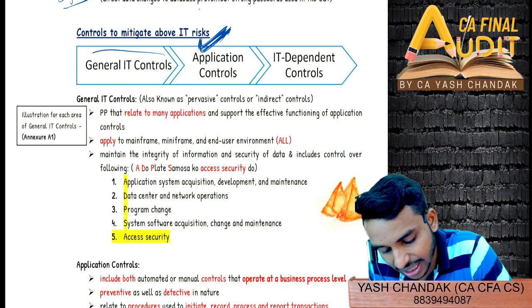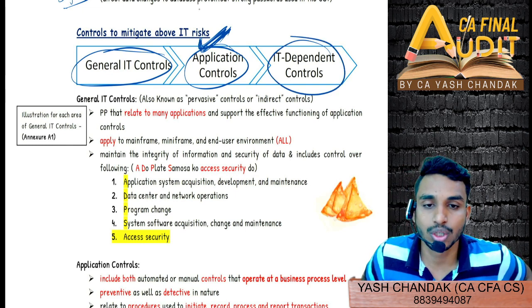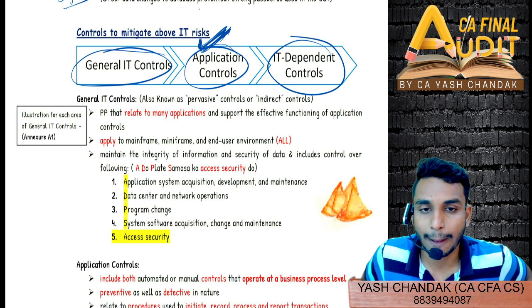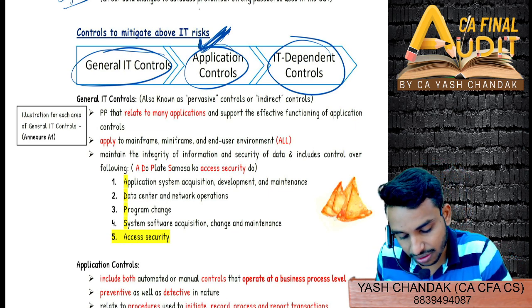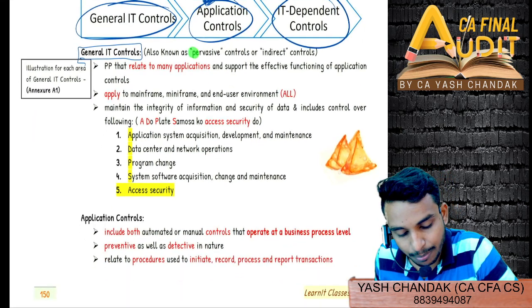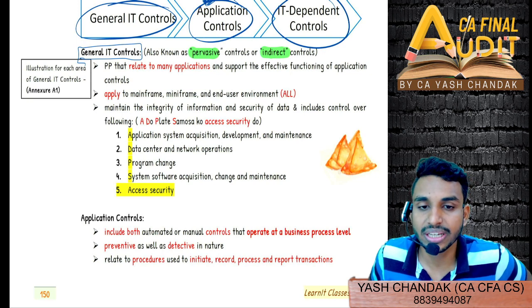So there are generally 3 controls: general IT controls, application controls, and IT dependent controls. So first come to general IT controls, which we also call what? Pervasive controls or indirect controls.